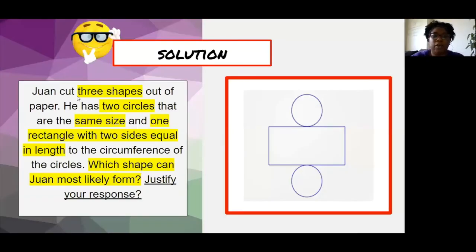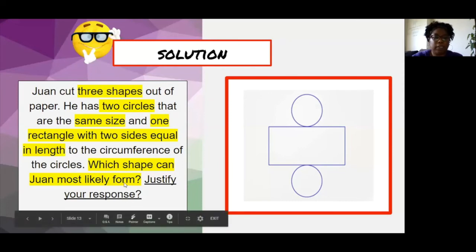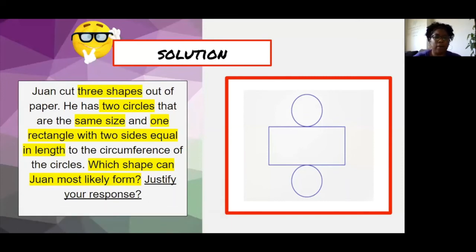Here's the answer. Juan cut 3 shapes out of paper. He has 2 circles that are the same size and 1 rectangle with 2 sides equal in length to the circumference of the circles. Which shape can Juan most likely form? Justify your response. Why do you think I have some information highlighted in our problem? Because it's important. There are a lot of words in this, and sometimes we can get so lost in all of those words. So let's pull out the information that's going to help us solve a problem like this.